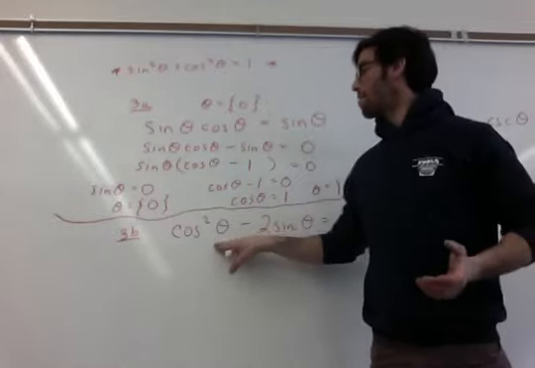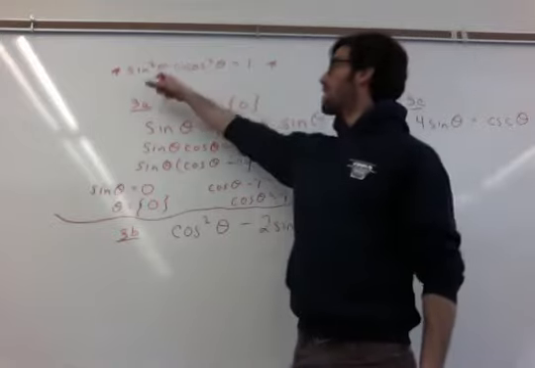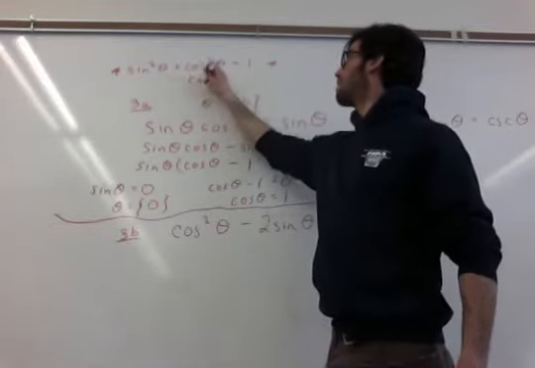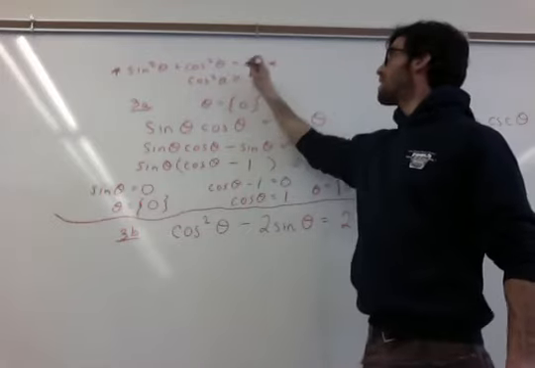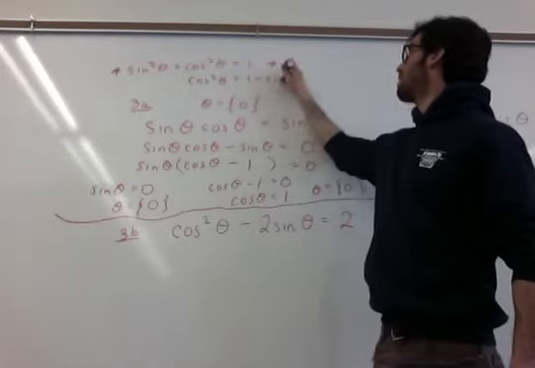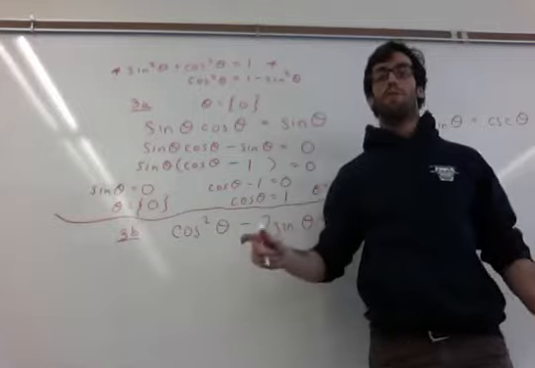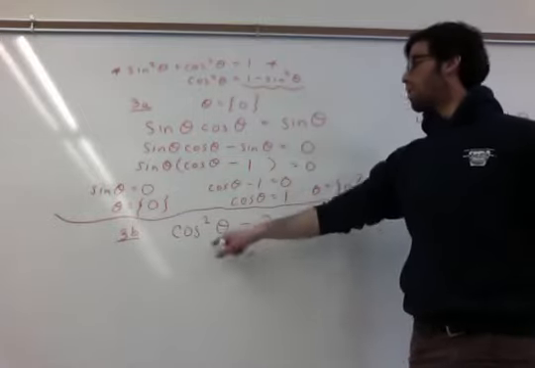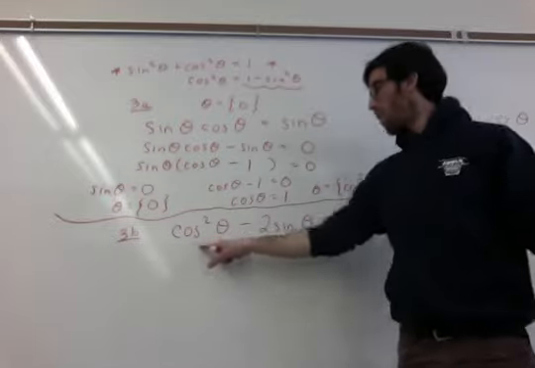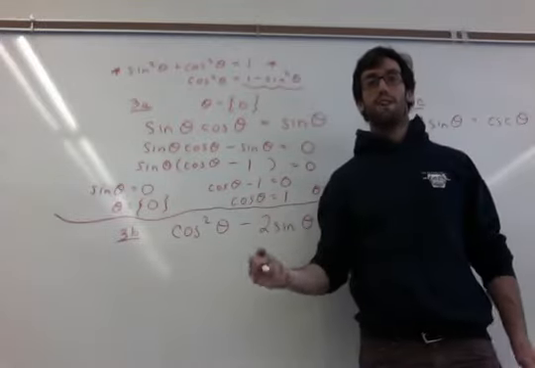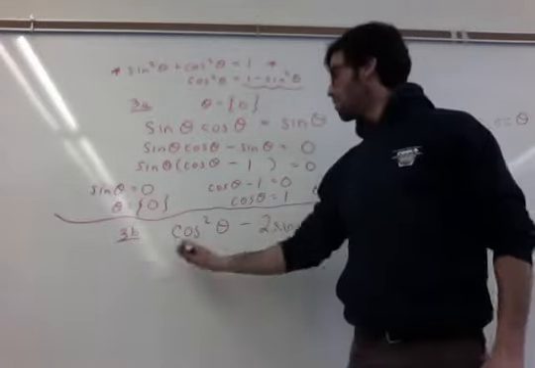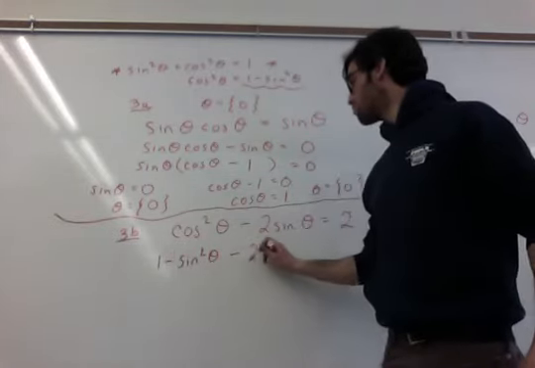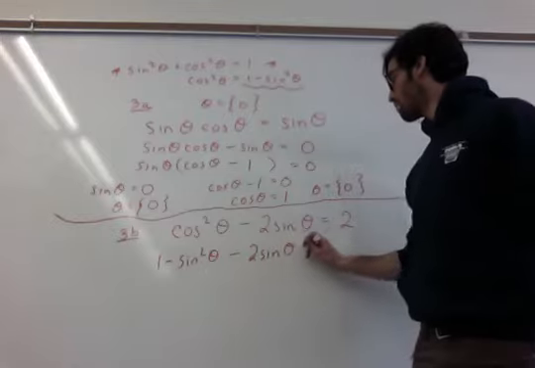So cos squared theta, if we take away sine squared from the actual identity, then we're left with cos squared theta equals 1 minus sine squared. So we can just substitute. We can substitute the 1 minus sine squared in for the cosine squared and then have an equation with just the one function, just the sine. So now we have 1 minus sine squared theta minus 2 sine theta equals 2.